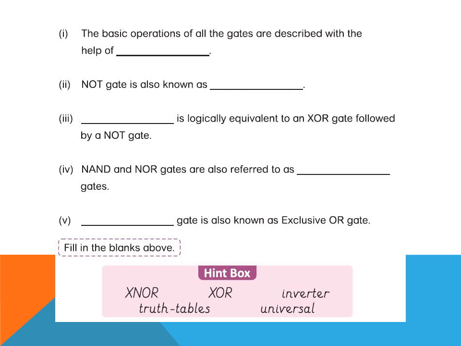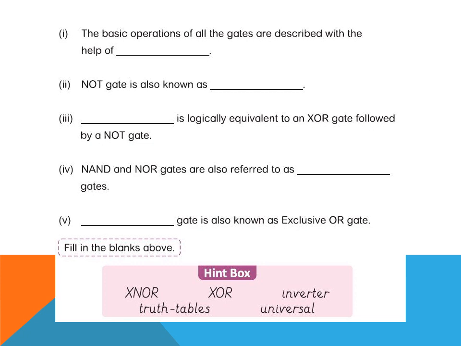Question number 2. NOT gate is also known as dash. So what will be the answer? XNOR, XOR, inverter, truth tables, universal. Note down the answer. Wait for the next slide. I will show you the answer. Question number 3. Dash is logically equivalent to XOR gate followed by a NOT gate. So this is something that we just studied. So the options are XNOR, XOR, inverter, truth tables, and universal. Try to note down the correct answer.